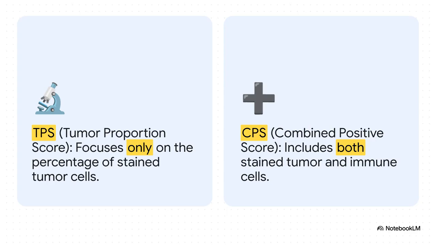And let's just double-click on that TPS versus CPS thing for a sec. It is so important to get this right. TPS looks only at tumor cells. CPS looks at tumor cells and immune cells. Why does that matter? Because the guidelines for a multi-million-dollar immunotherapy drug might hinge on a TPS score, while another might need a CPS score. Reporting the right one is everything.